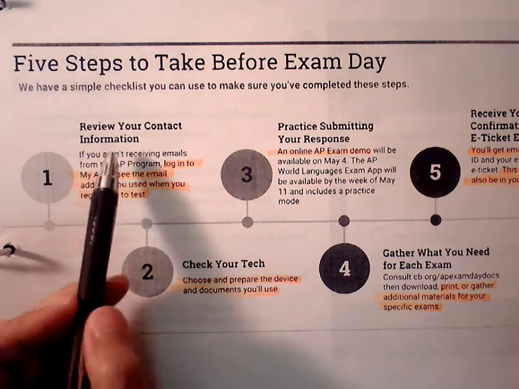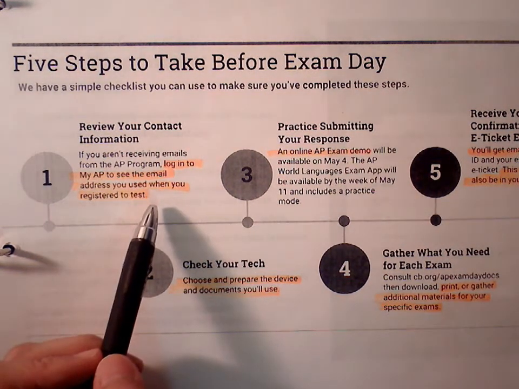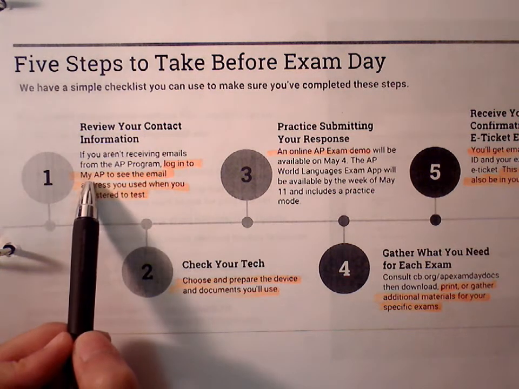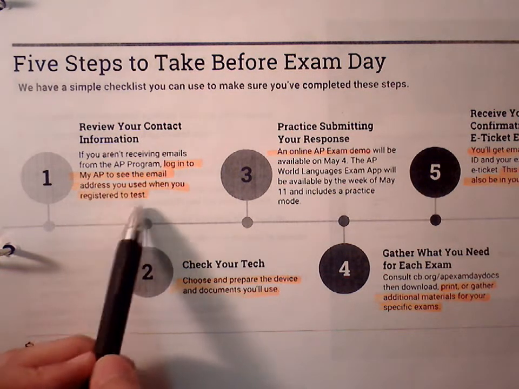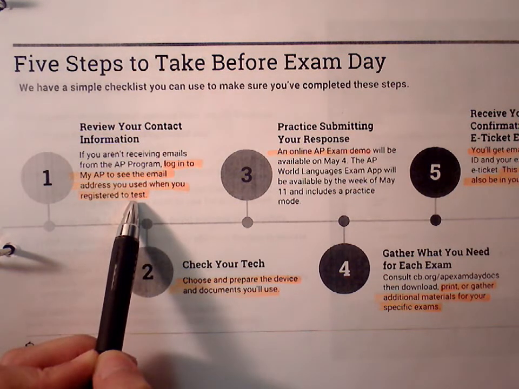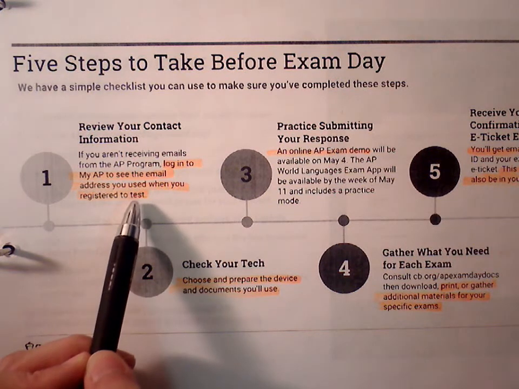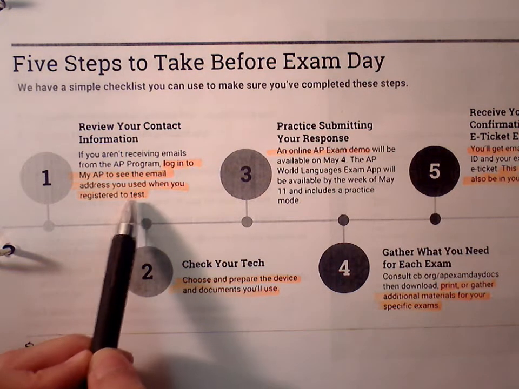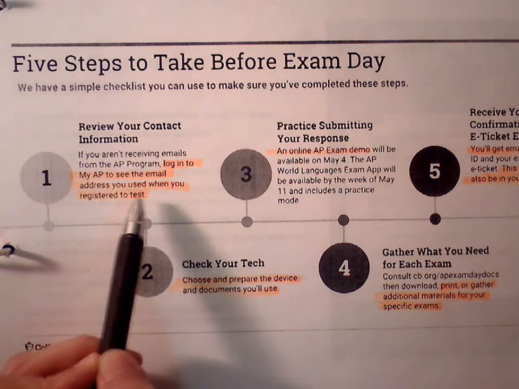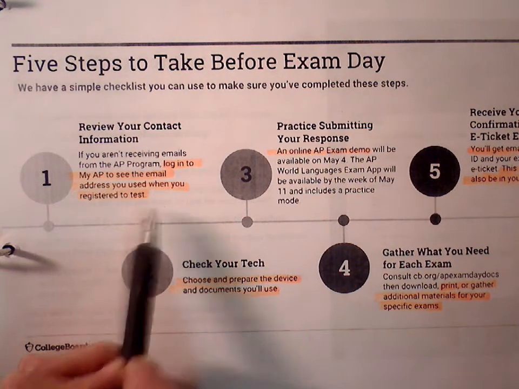First, review your contact information. If you aren't receiving emails from the AP program, log into your My AP page to see the email address you used when you registered to test. I've contacted the students who had Fulton County email, so I think that has changed for everyone. Hopefully you're not having any issues receiving emails from College Board.